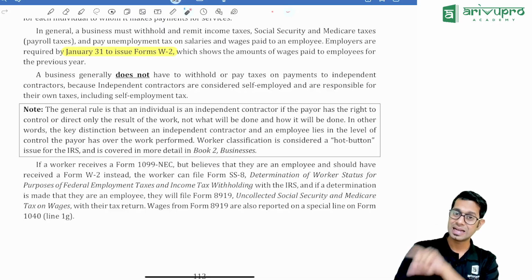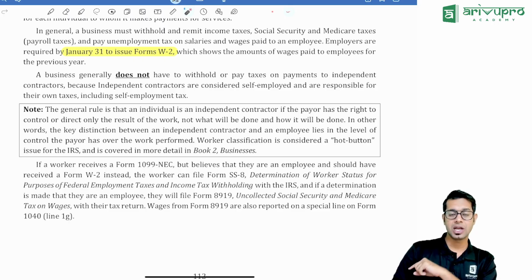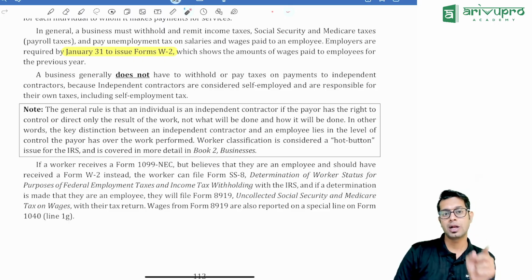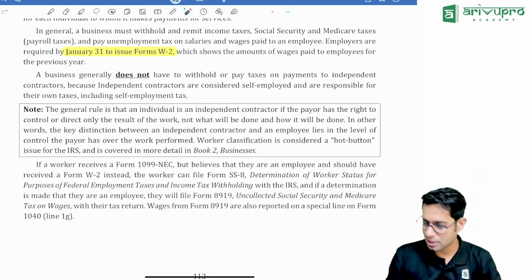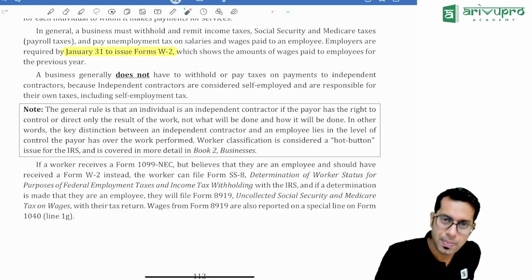In such cases, the entire 15.3% is required to be paid by that independent contractor only to the government. Now the employer, the company, will not have to pay anything. So this classification is therefore a hot button. Anyways, we will see that in our part 2.